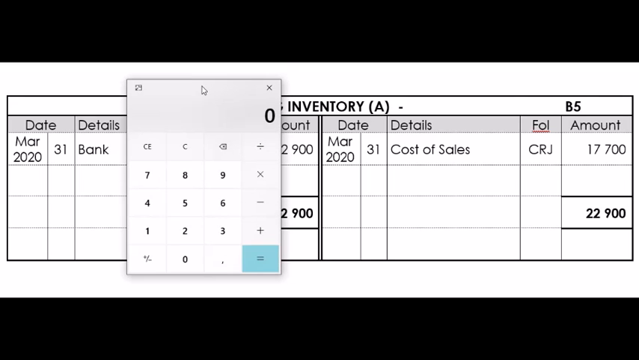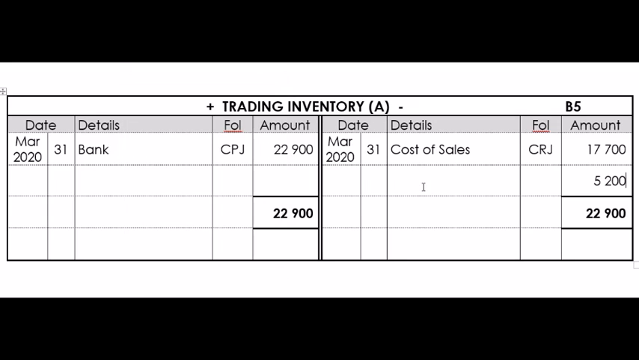And I said what you do is you take your calculator and you say the total of 22,900 minus the value that's already there, the 17,700. It gives you 5,200, and that's what you write in that line that you've left open, and you call it balance CD. Now what it means in terms of trading inventory is it means that this is the amount of trading inventory that we have left in our store that we will carry down to the next month. Okay, remember you can't start a month without trading inventory. So after everything that we've bought and after everything that we've sold, this is the value that we have left.